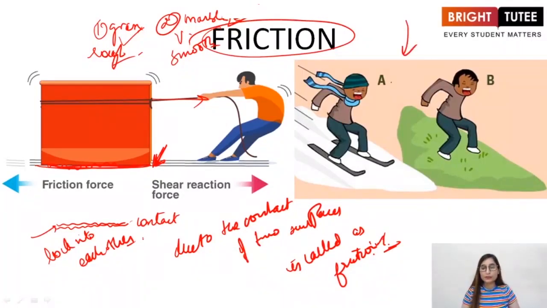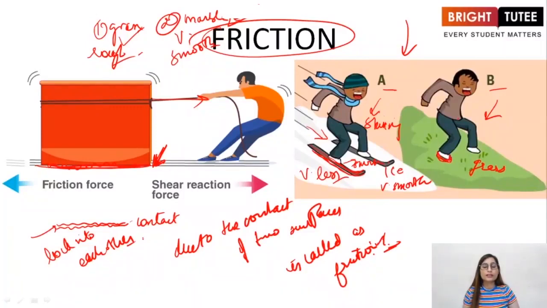Taking this example, picture A and picture B, this boy is skiing on ice, right? Now ice is very smooth, and he is using these blades to ski. These ski blades also have a very smooth surface. So the friction here is very less and that is why this boy is able to slide, right? But in the case of picture B, the surface is of grass and the boy is not wearing any ski blades, he is wearing socks only, not even shoes.